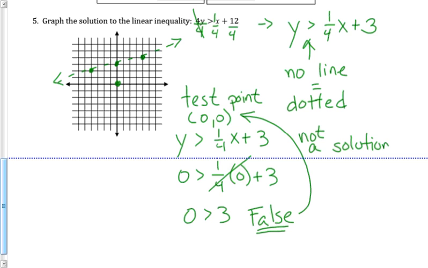So because that is not a solution, we're going to go back to our graph, and we're going to shade the side that does not include that point. That means all of my solutions are found above this dotted line in that shaded region.